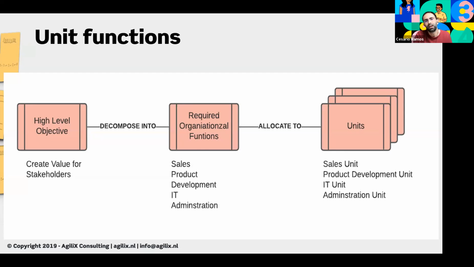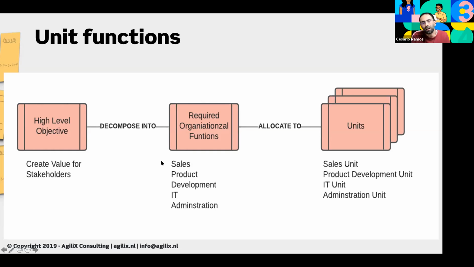And if you look at a simple organization, let's say we need a sales function so we can sell the products. We need a product development function so we can actually build it, and maybe we need some IT. Unfortunately, we need IT, so we have systems and we deploy stuff and so on. And maybe we need some administration function. And then what we do is we allocate each of these functions to separate units. And then that's it. These units will be expressed in departments or in teams. Let's just call them organizational units.